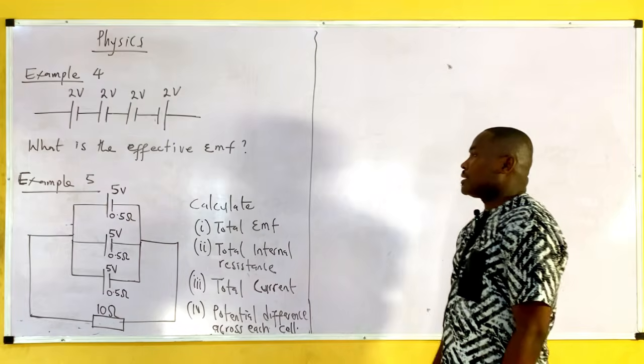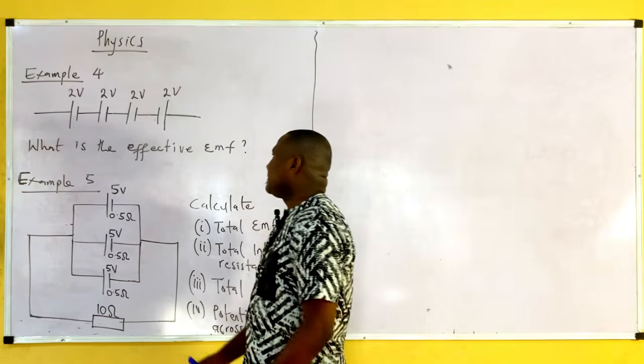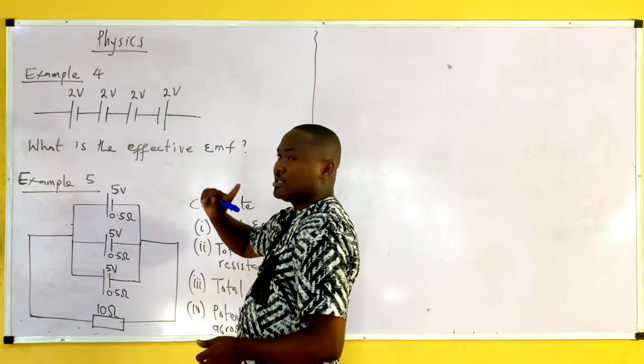Now let's look at example number 4. What is the effective EMF of this circuit? Please take note.